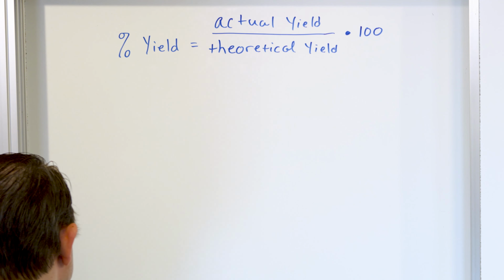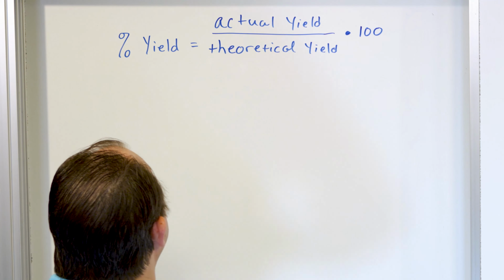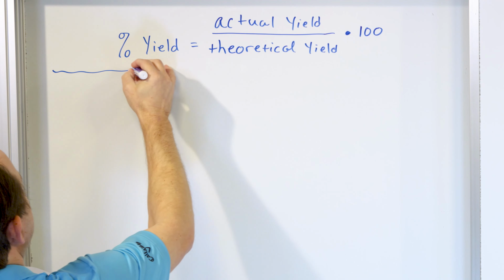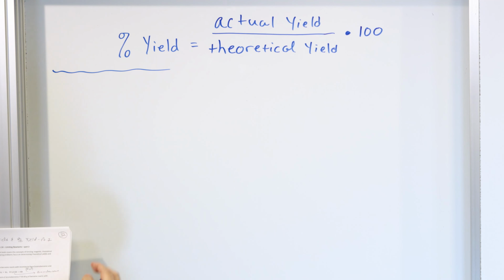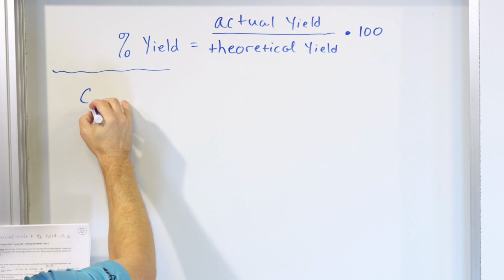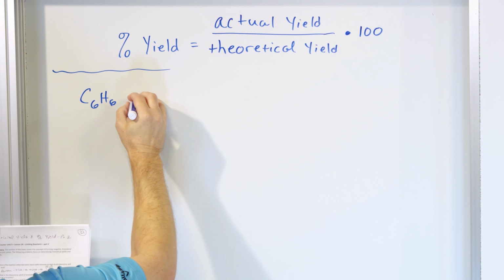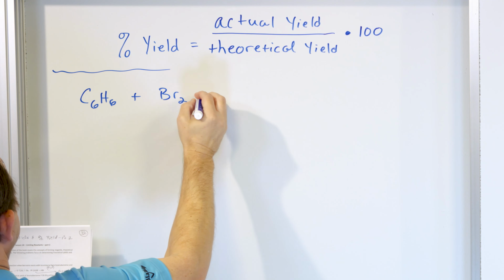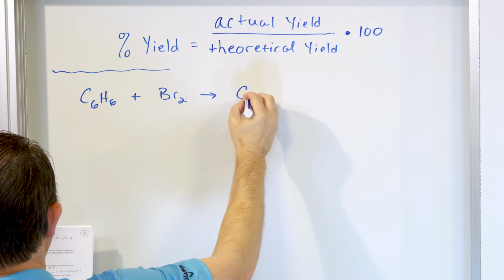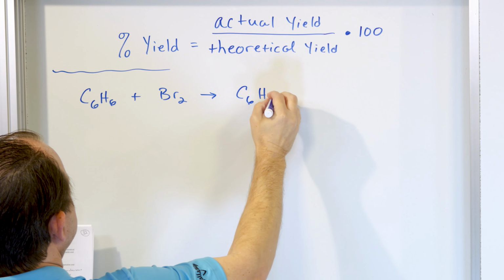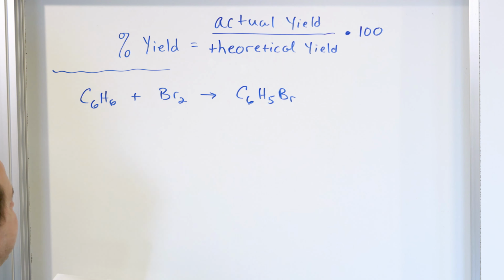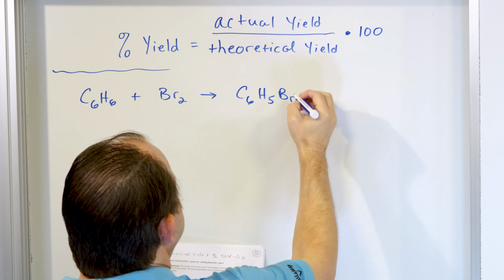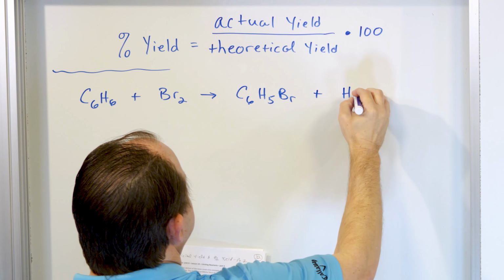All right, we are given, I'm going to write this down, I think, underneath here. I'm going to write down the reaction. The reaction is C6H6 plus bromine, Br2, that's a diatomic molecule, yields C6H5Br, that's the bromobenzene, and then plus hydrobromic acid.